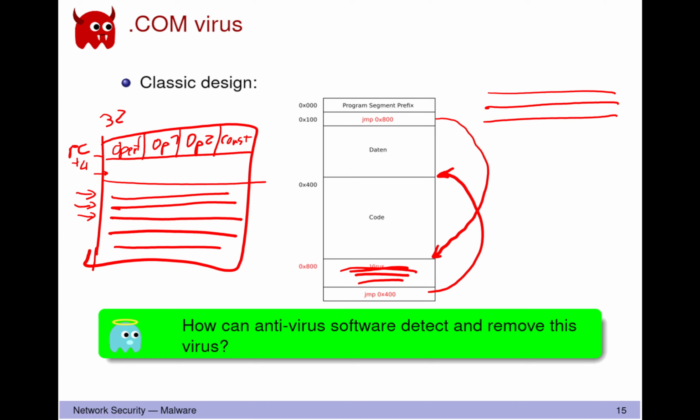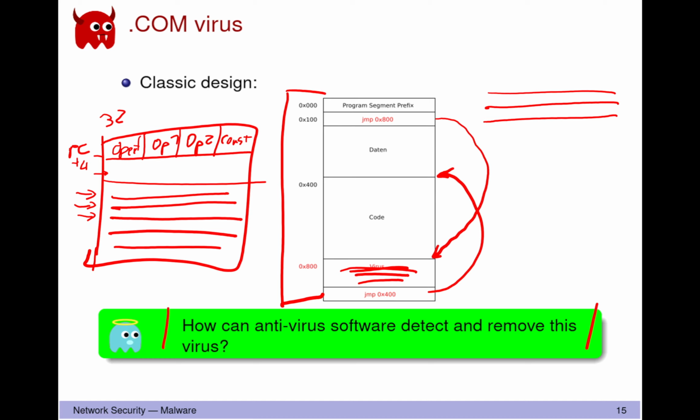Okay, so how can the antivirus software detect and remove this virus? Do you see a pattern that could be a hint for detecting the virus? Yeah, I mean, it tries to access code outside of its. Yeah, but now the file is ending there. Inflated, so it's longer. It's longer than the program is now. That's right.